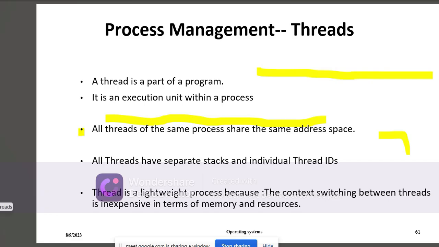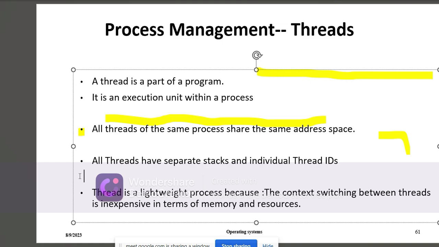Next in process management is the thread. A thread is a part of a program, or a lightweight process, and it is an execution unit within a process. All the threads of the same process share the same address space. This is because a process is divided into a number of subtasks, and one subtask is considered a thread. So threads can share the same address space.